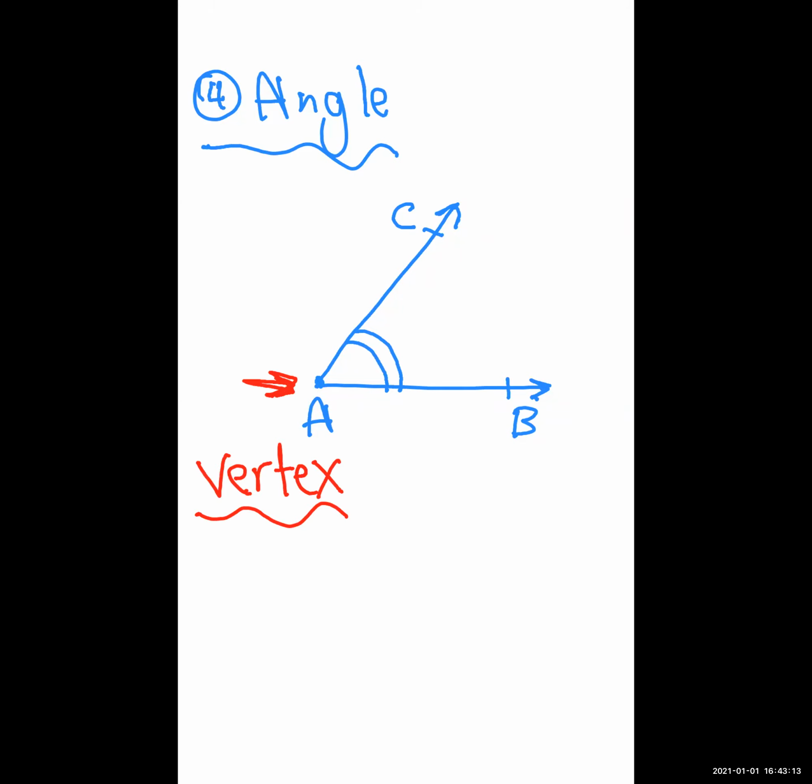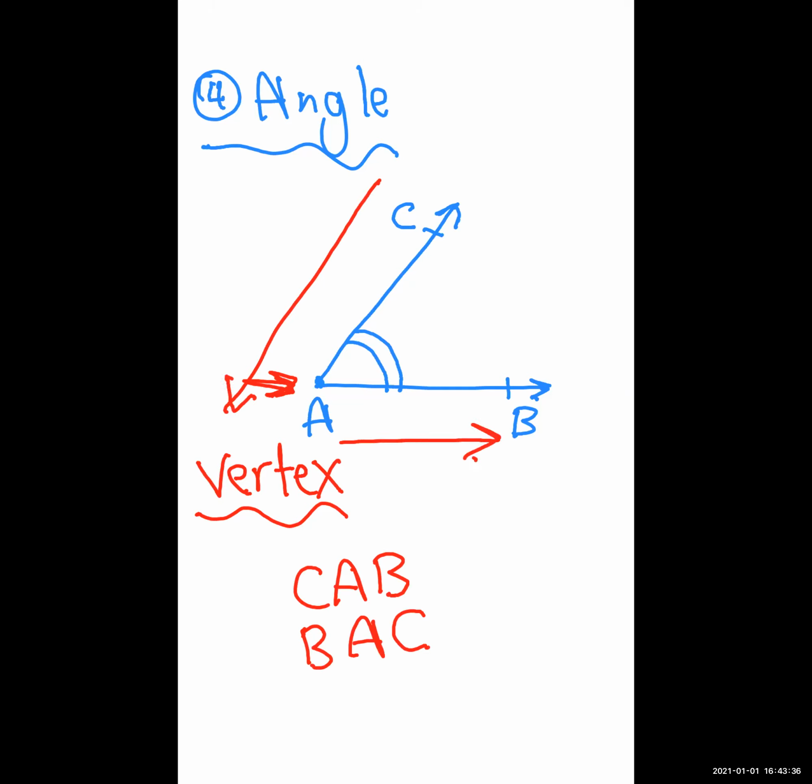So how can I read this angle, guys? We can write it in this form: the angle CAB or BAC. If it's CAB like this, CA then B, this means this angle. Also, it will be the same if it's BAC, BA then C, so it will be the same angle.